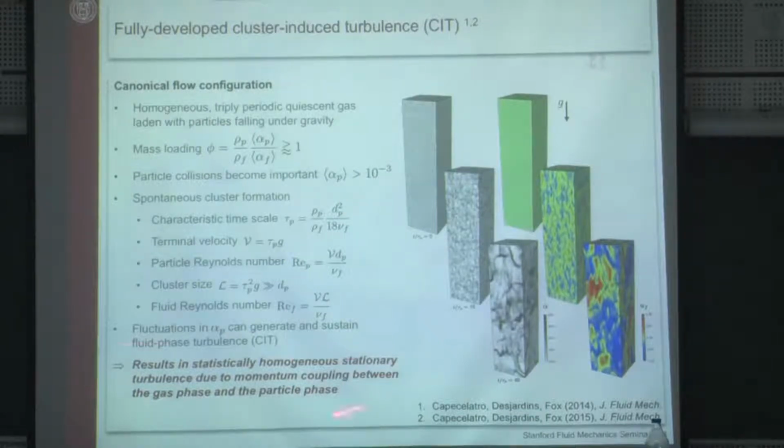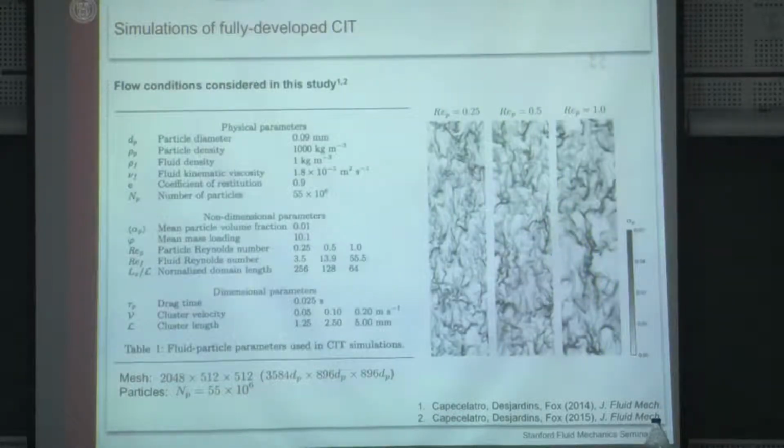This is fully periodic. We run it till statistically steady state. Now we have a system that's perfect for study. Right? It doesn't vary with time. It doesn't vary with space. So we've been playing with this. We've been analyzing that for a number of years. We varied, for example, the particle Reynolds number, and you can see that this impacts a little bit the cluster size and their characteristics.